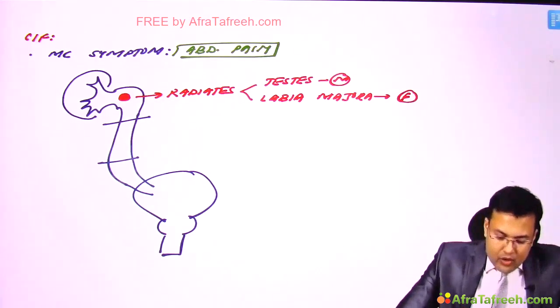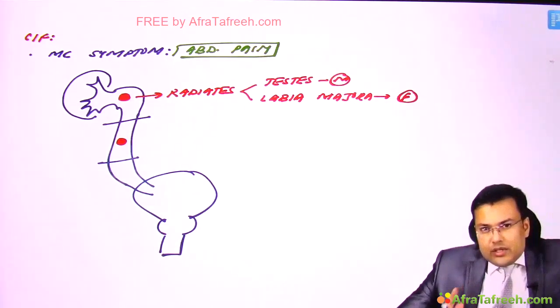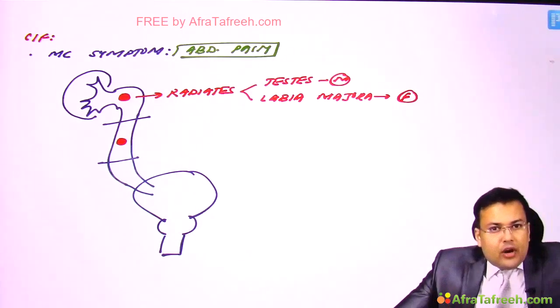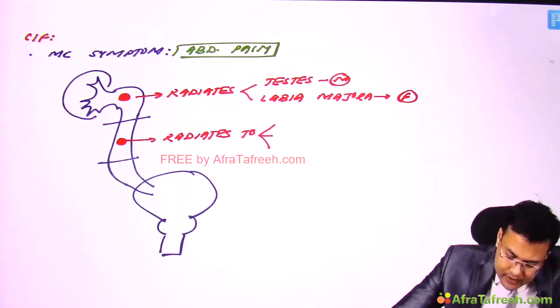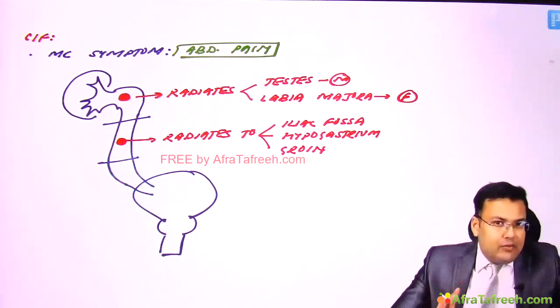Simple. Now when the stone is in the middle 1/3 of the ureter, the pain radiates to the iliac fossa, groin, and hypogastrium. So here pain radiates to iliac fossa, hypogastrium, and groin. Clear? Iliac fossa, hypogastrium, groin.